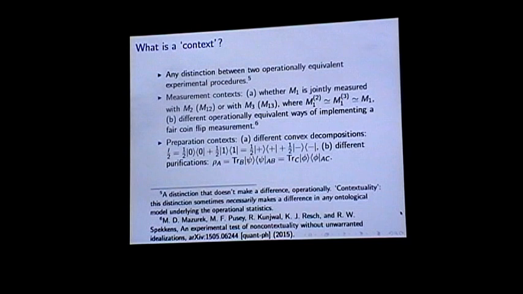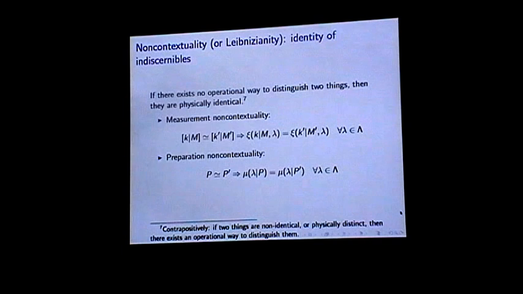What is non-contextuality? Rob Spekkens likes to also call this Leibnizianity, which is the idea of identity of indiscernibles. So the idea is that if there exists no operational way to distinguish between two things, if your operational theory says there's no experiment that can distinguish between these two procedures, then you should treat those two things as physically identical. Since your ontological model is supposed to be a deeper description of the physics, you want to preserve that equivalence in your ontological model, because there's no operational way to distinguish those things.